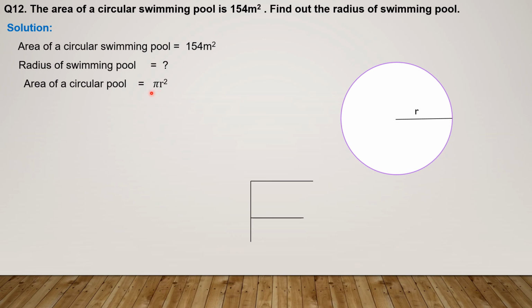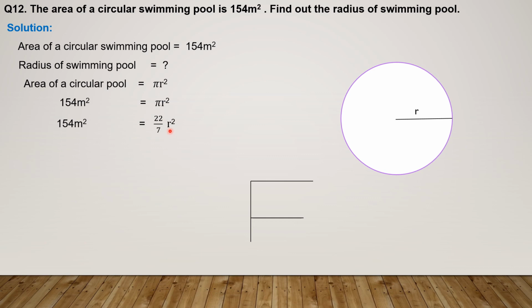So first of all we have to write the formula, then we will put values in this equation. Got it? This is the symbol of pi whose value is 22 by 7 or 3.14. Now put the values. Area of circular pool is given to us, that is 154 meter square. Here pi and r square as it is. In the next step, put the value of pi, that remains the same. Wherever you are, the value of pi is 22 by 7, or 3.14 if you write it in decimal. R square will come as it is.